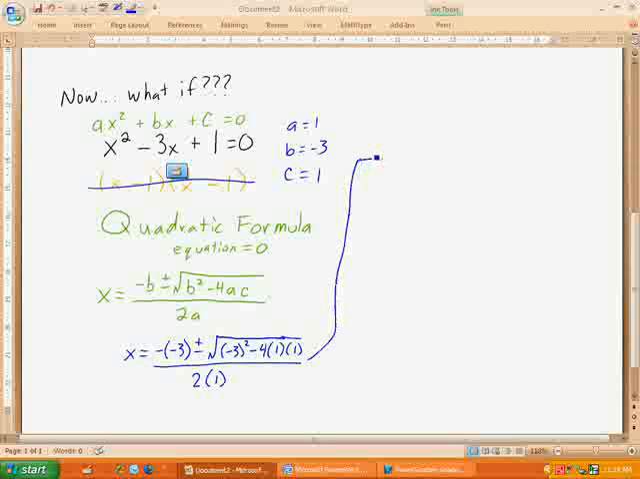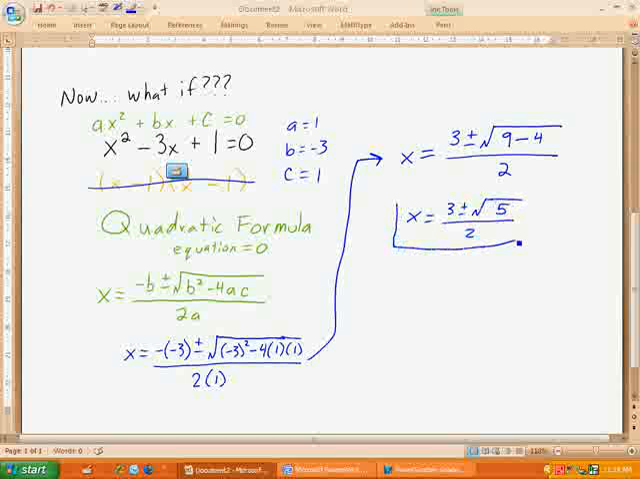Okay, I'm going to bring it up here so I have a little bit more space. I'm just going to rewrite it. Now this takes a little bit of time, but it's just algebra. Negative 3 will give me a positive 3, plus or minus the square root of negative 3 squared is 9, minus 4 times 1 is 4, times 1 is 4 again, so 9 minus 4, all over 2 times 1, which is 2. And so x equals 3 plus or minus the square root of 5 over 2.